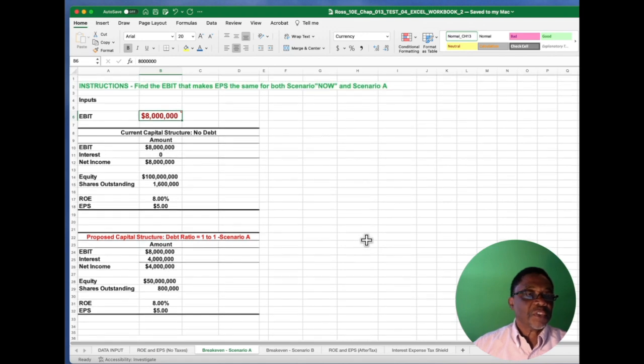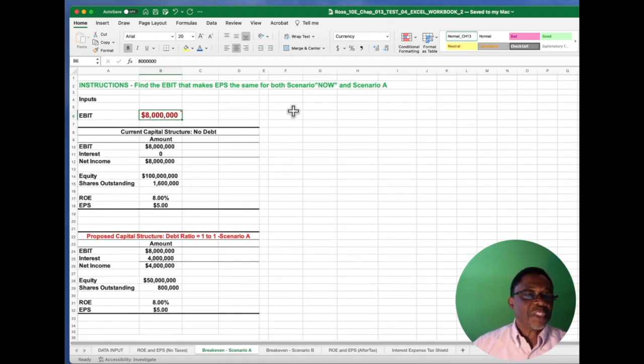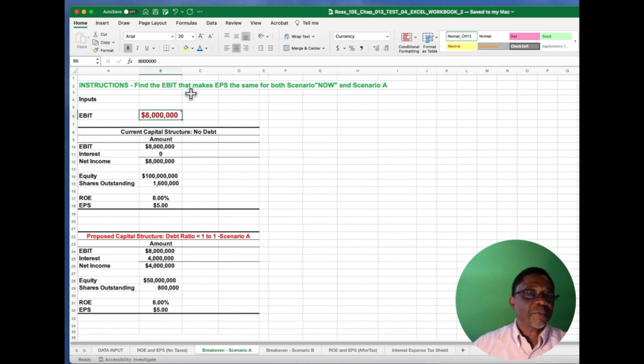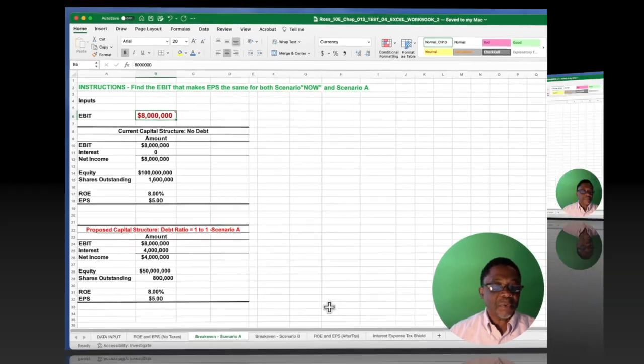This third worksheet is a worksheet where we try to determine the level of EBIT, earnings before interest and taxes, that makes the earnings per share the same for the capital structure with no debt versus a capital structure with a debt to equity ratio of 1:1. So again, we try to determine what EBIT level will make these two return on equities equivalent.